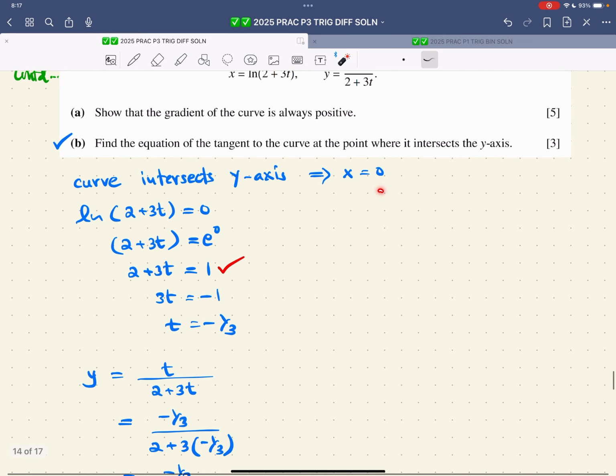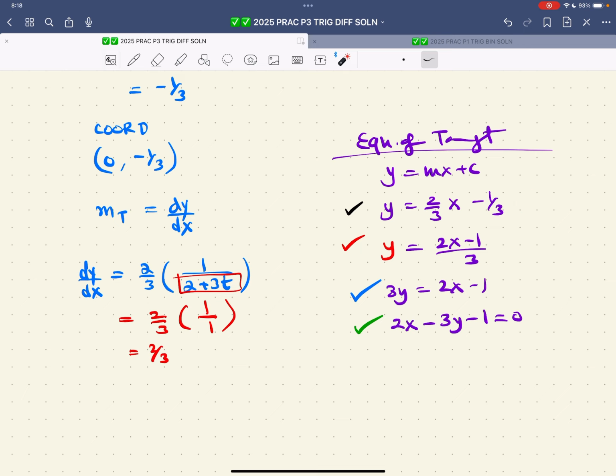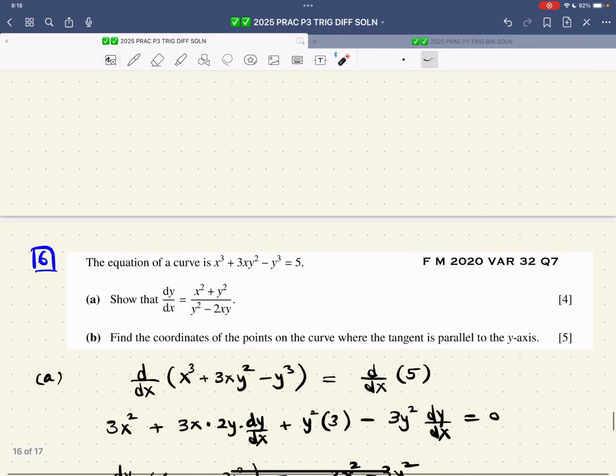Keep that in mind, so don't mix this up. This is x, this is y. Gradient of tangent is dy by dx. That comes out to be 2/3. And then you find the equation of the tangent. You can either leave the answer in this form, or 3 is common, cross multiply and write it in this form, or write in the form ax plus by plus d equals 0. So now over here, that is it. 3y equals 2x minus 1.